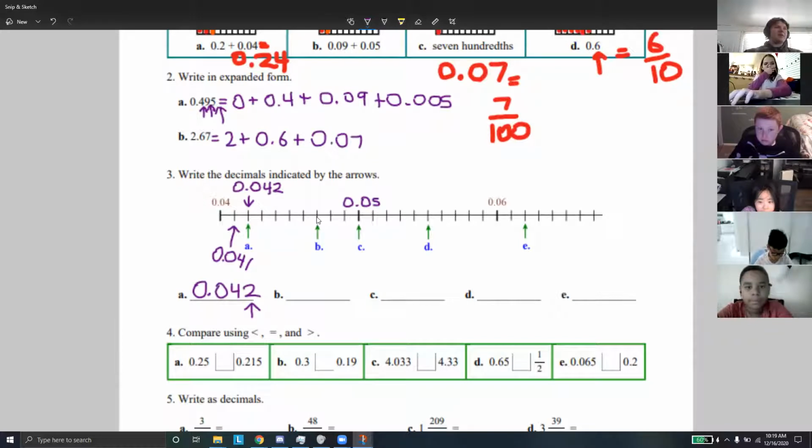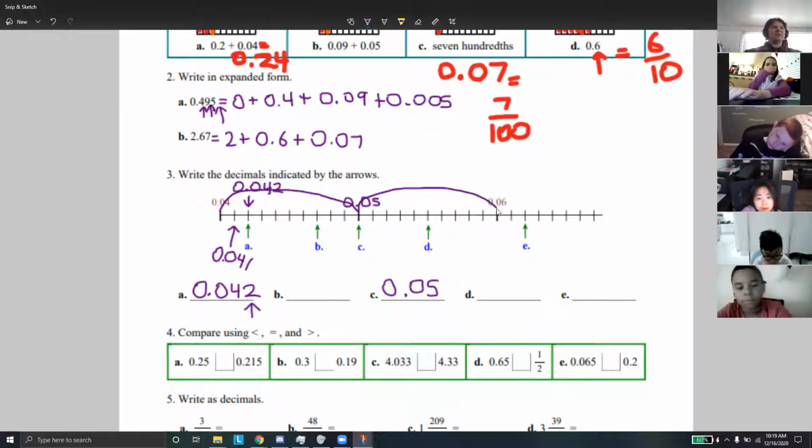And then let's take a look at this B. How about we work backwards for this one? So we could start at what we know. We know that the C has to be 0 and 500 thousandths. And we know the C is 0 and 500 thousandths because it's directly between 0 and 400 thousandths and 0 and 600 thousandths.